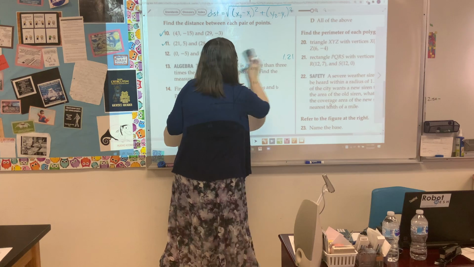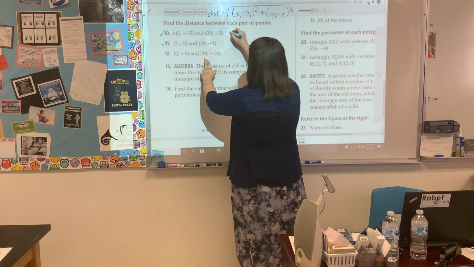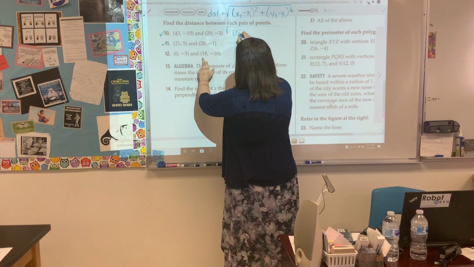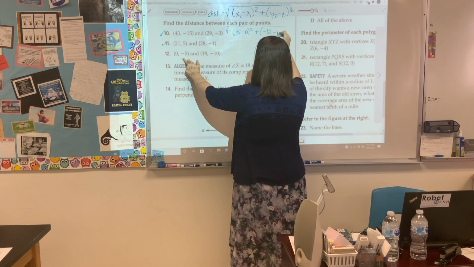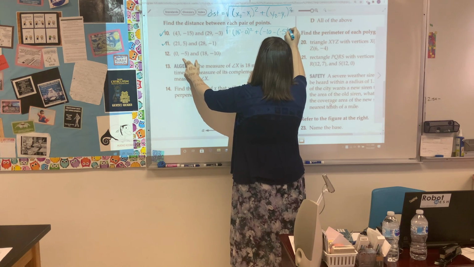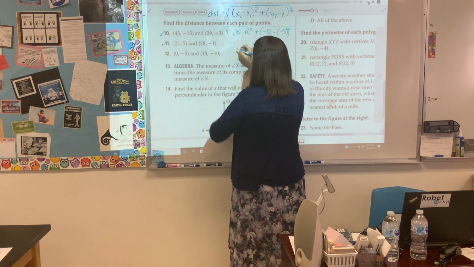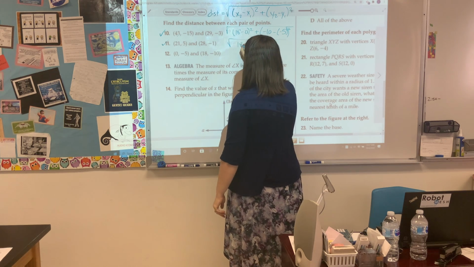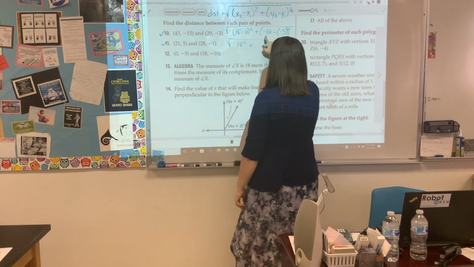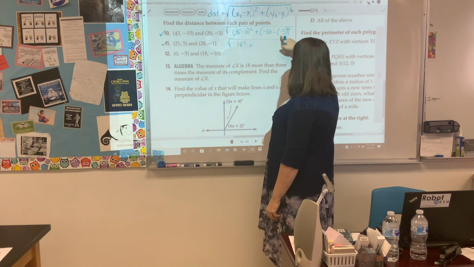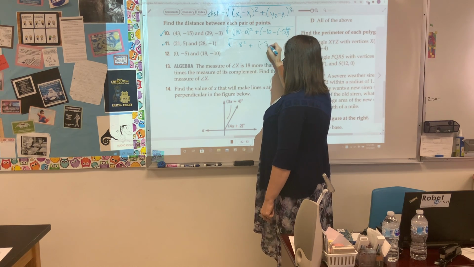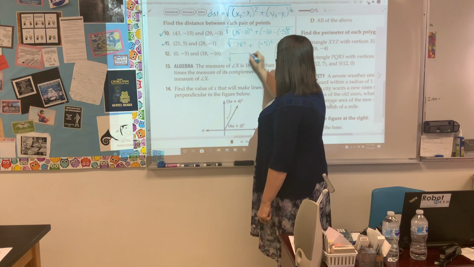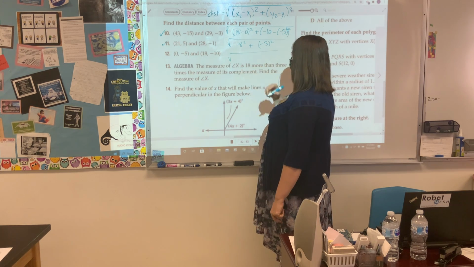Let's do this last one. Okay, square root. 18 minus 0, minus 10 minus 5. 18 minus 0 is just 18 squared. Minus 10 minus 5, that's subtracting a negative, which is a positive. So minus 10 plus 5, minus 5 squared. Okay? What's 18 squared?